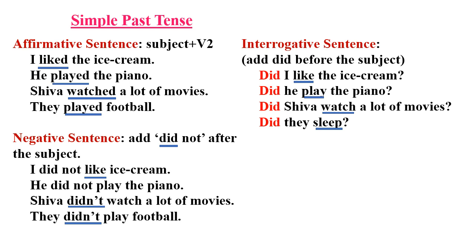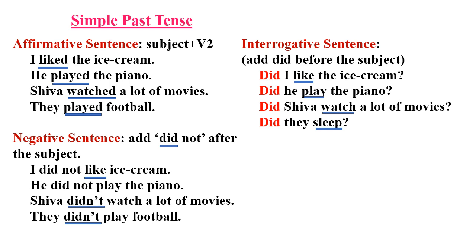Did I like the ice cream? Did he play the piano? Did Shiva watch a lot of movies? Did they sleep? Many children find framing questions difficult. They simply fall into the habit of adding a question mark at the end of a sentence to ask a question. They'd go like, he played the piano? Shiva watched the movies? Children, you must absolutely avoid this and frame questions properly when you speak.